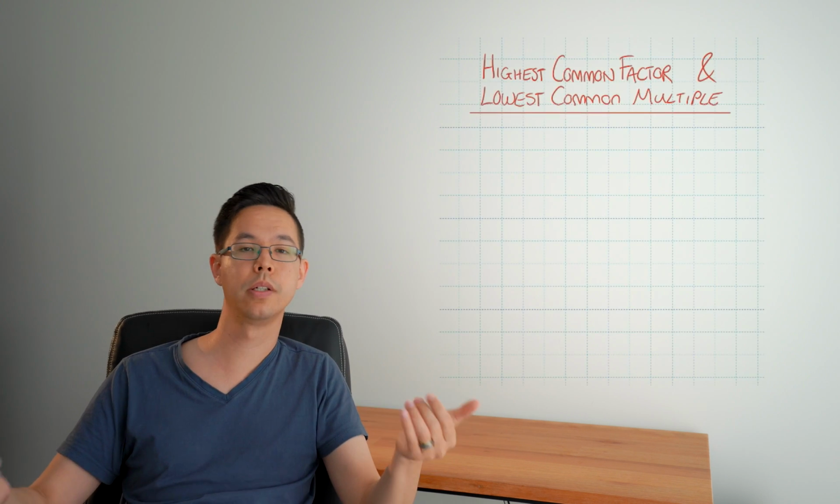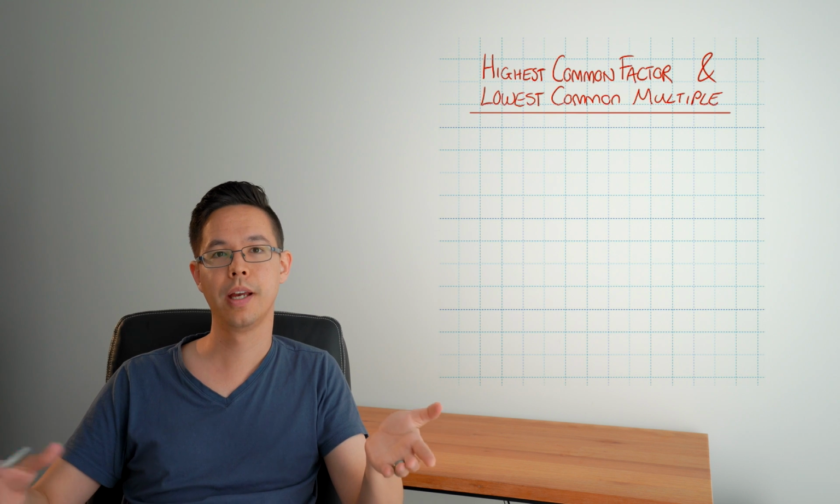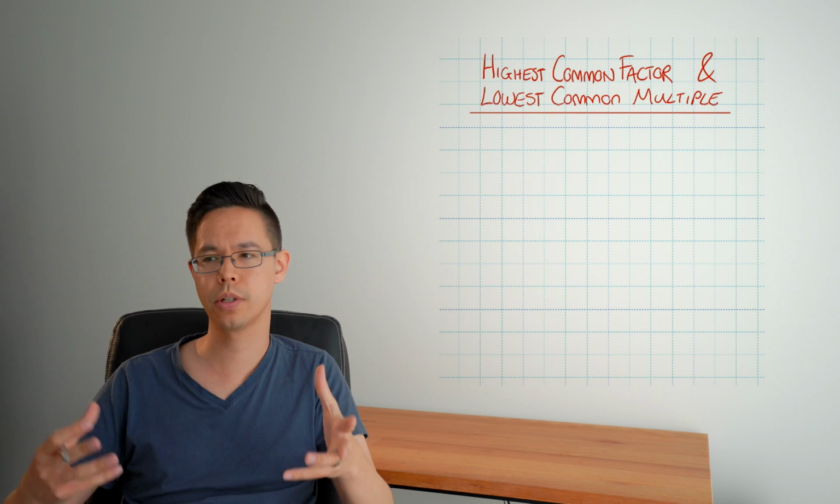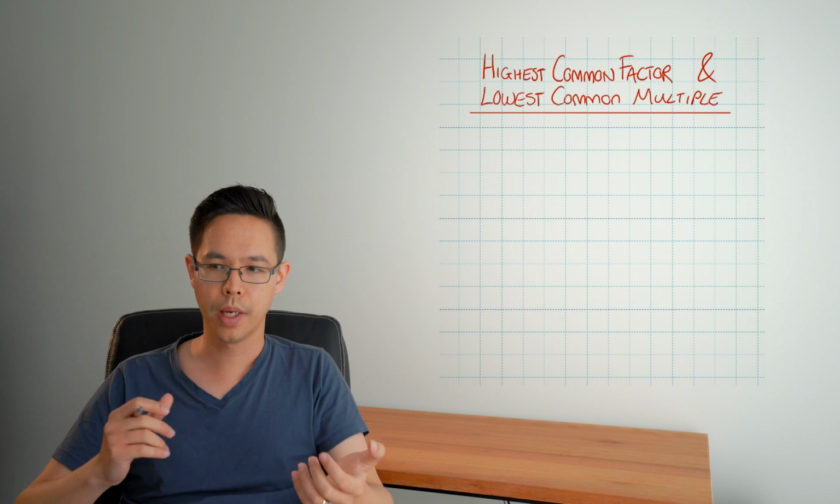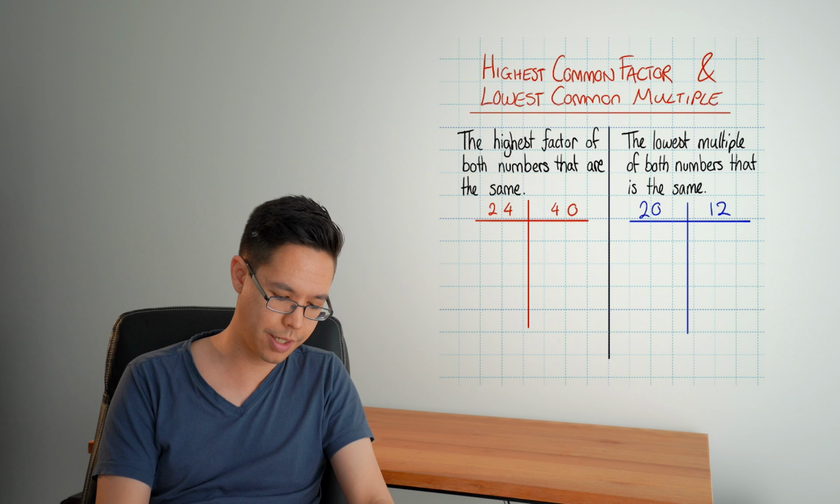In today's video we're going to look at highest common factor and lowest common multiple. These are the essentials that we use all the time to simplify fractions. So what are they? It involves a little bit of work.